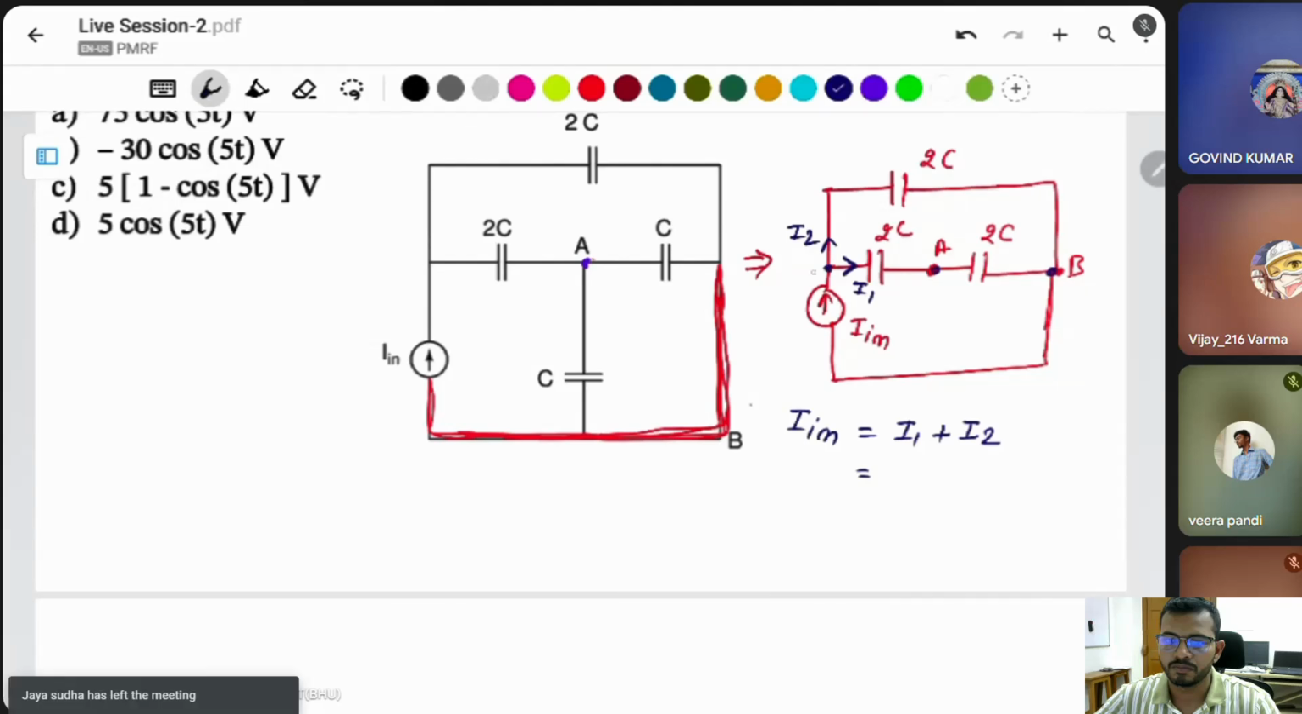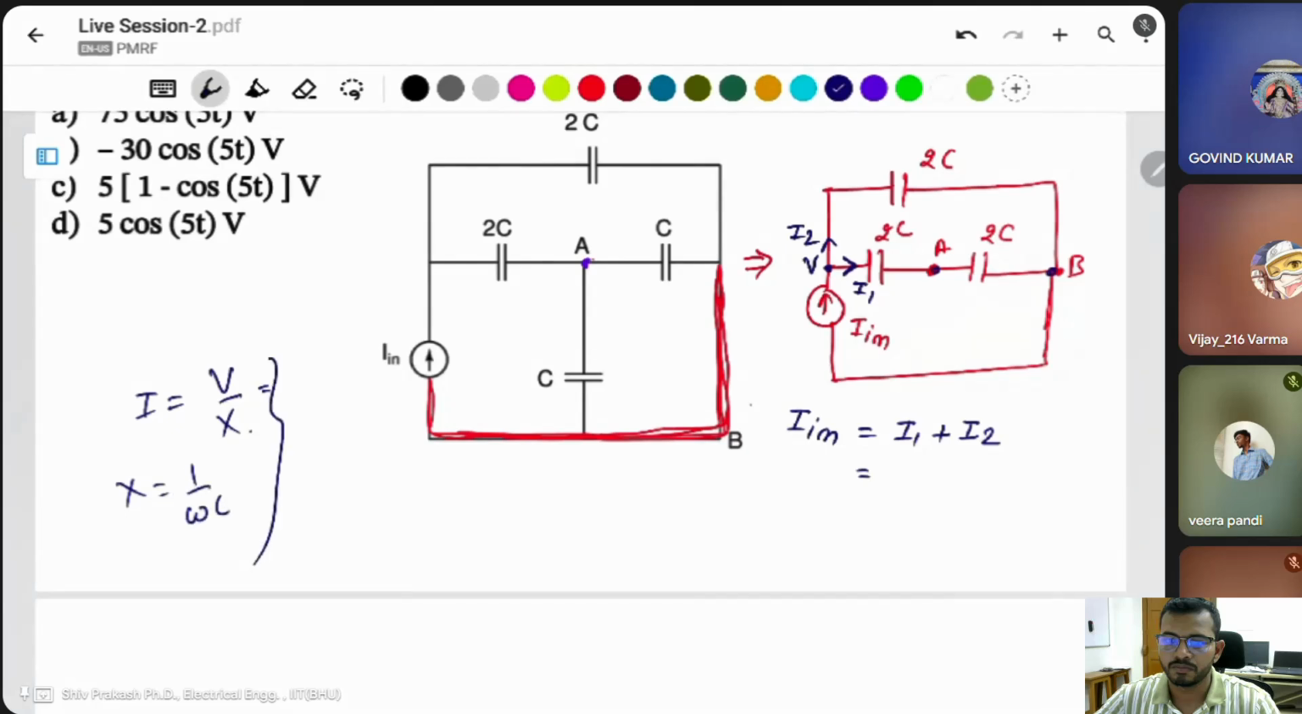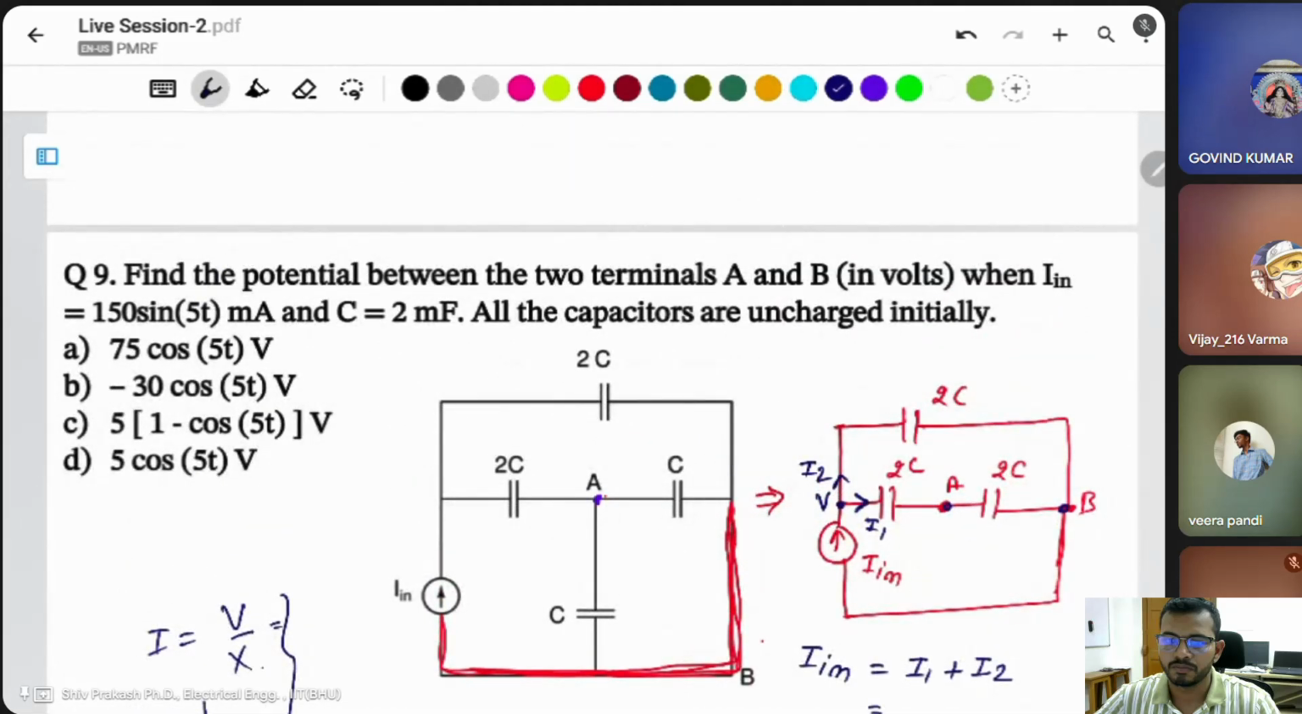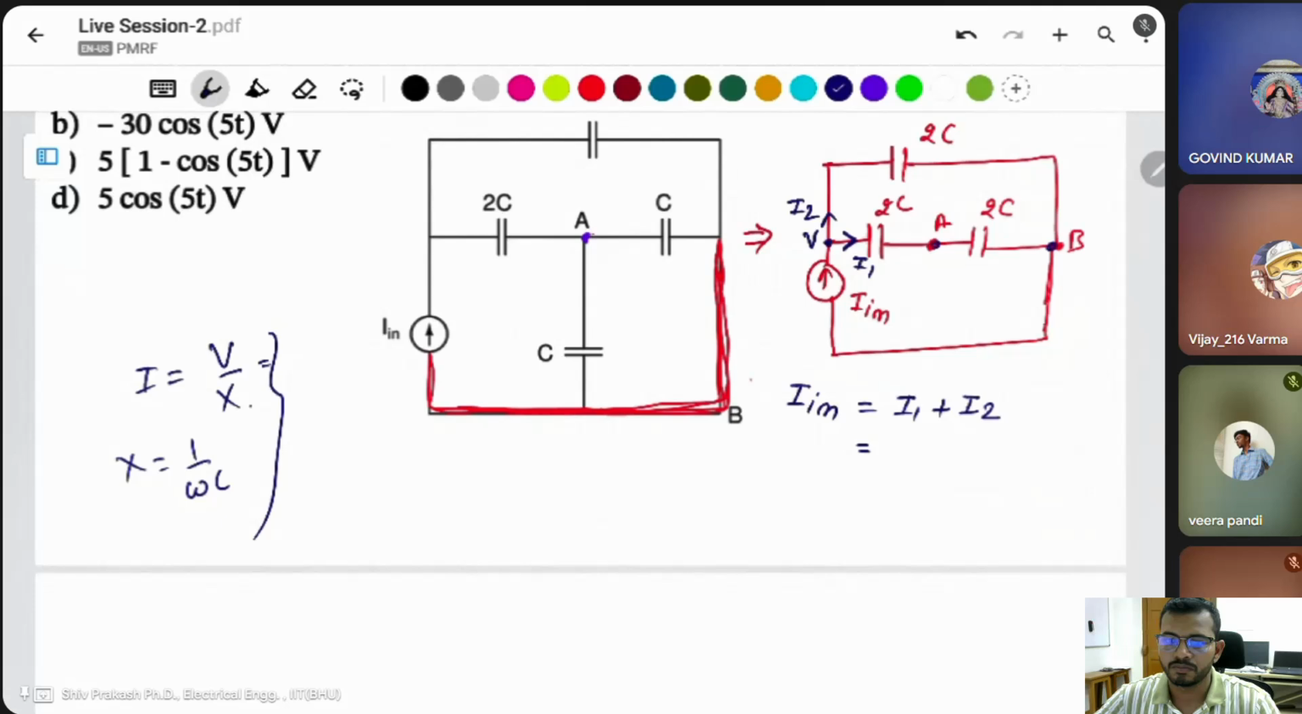Suppose this is the voltage, let us call it V. And what is the V1? You know for the resistor I is V by R; for the capacitor, I is V by XC, where XC is 1 by omega C. All of you know this relationship for the capacitor; it's the impedance. Omega stands for angular frequency, and this frequency is given in the question also, 5t.